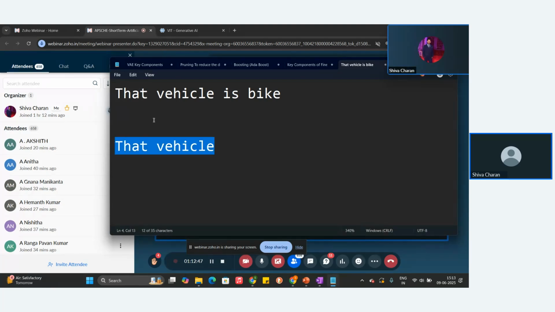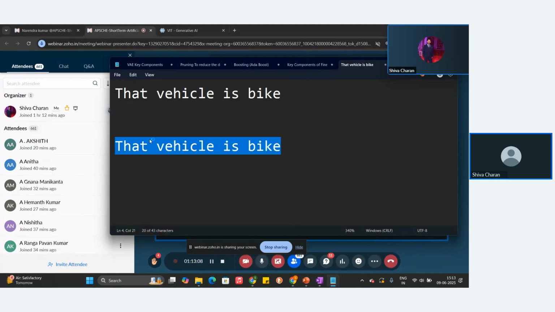"That vehicle." So next time, what will the input be? "Vehicle". What will the prediction for "vehicle" be? "Is". What will the output be? "Vehicle is". Next time, the input is "is", prediction "bike", and the output is "bike". So this is what the RNN architecture is.